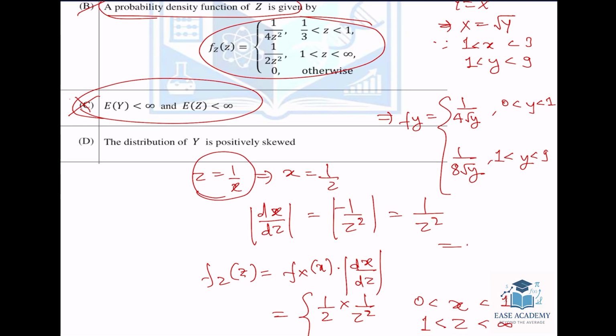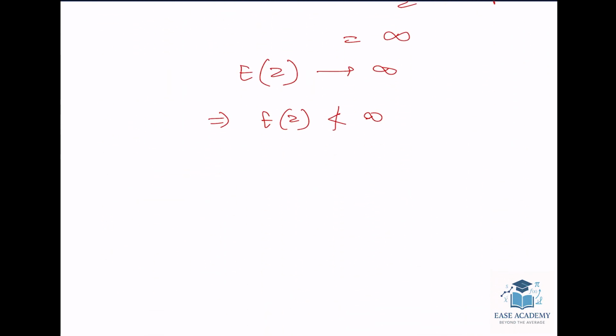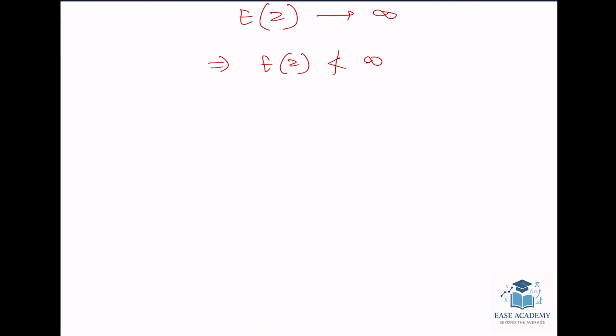Now for option D, it is required to check whether the distribution of y is positively skewed or not. So in order to check whether y is positively skewed or not, we have some methods. First method is to check option D by the definition. Positive skewness means the skewness is positive. That means beta 1 is greater than 0, where beta 1 is nothing but third moment square divided by second moment cube, greater than 0.